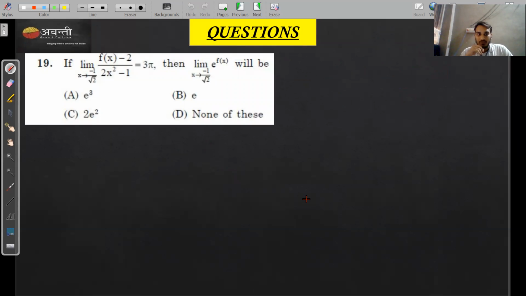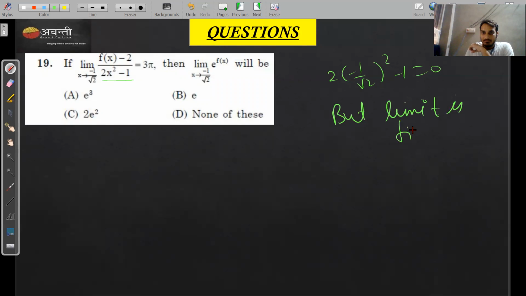Okay, this is also a straightforward one. The question is limit x tends to minus 1 by root 2 of f of x minus 2 divided by 2x square minus 1, equal to 3 pi. Now try to put x equal to minus 1 by root 2 in the denominator. What do you get? 0, right? 2 times minus 1 by root 2 whole square minus 1 is 0. But the limit is finite. In fact, it is given as 3 pi.